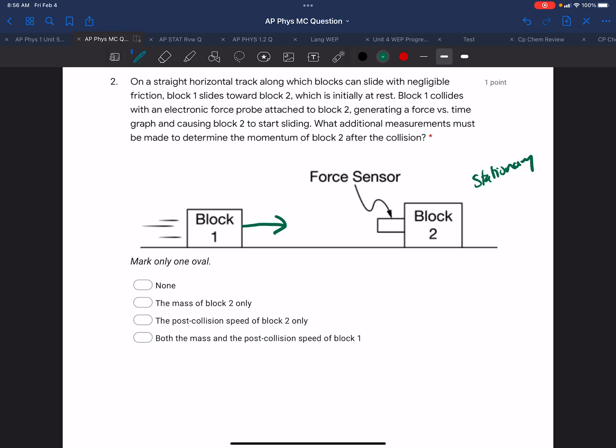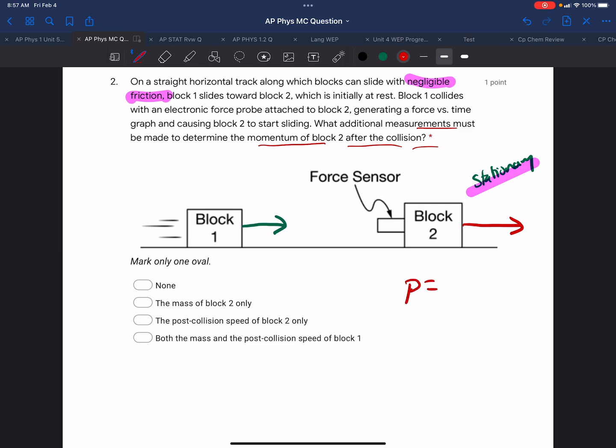Now we read the question. Horizontal track can slide with negligible friction, which is initially at rest, so we were correct. Collides with an electronic force probe, generating a force versus time graph and causing block 2 to start sliding. So block 2 is going to start sliding clearly in that direction. It's not going the other direction. What additional measurements must be made to determine the momentum of block 2 after the collision?